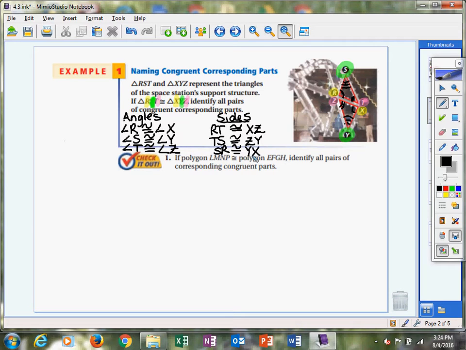Okay, now what you're going to have to do, you may have to draw both polygons. Okay. And if you need to color code, go ahead. They don't have them drawn for you. So you'll need to draw polygon LMNP and polygon EFGH. And you're going to do the same thing. Give me the congruent angles, and you're going to have 4 pairs.